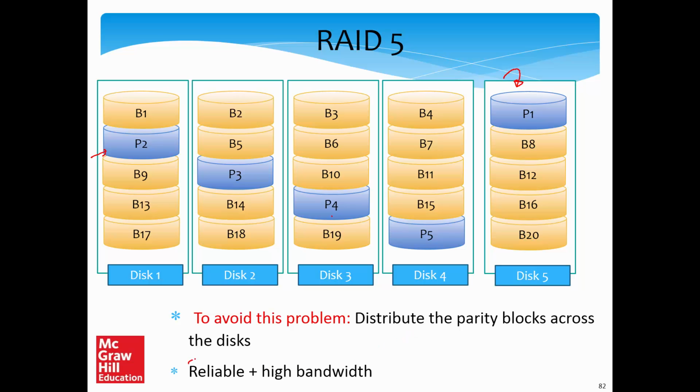This again has the same advantages as RAID 4, without a single disk which becomes a point of contention. So it is reliable and has high bandwidth. Most commercial systems use some variant of RAID 5 because it is fairly robust in terms of reliability, and a fairly high performing solution. For example, in a 5-disk system, unless two requests are to the same disk, our bandwidth will increase by 5 times because all 5 disks can be accessed in parallel.